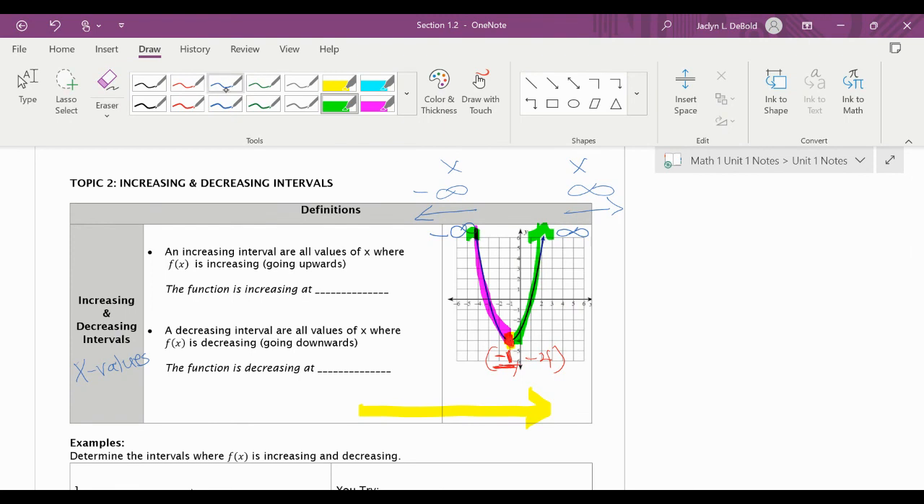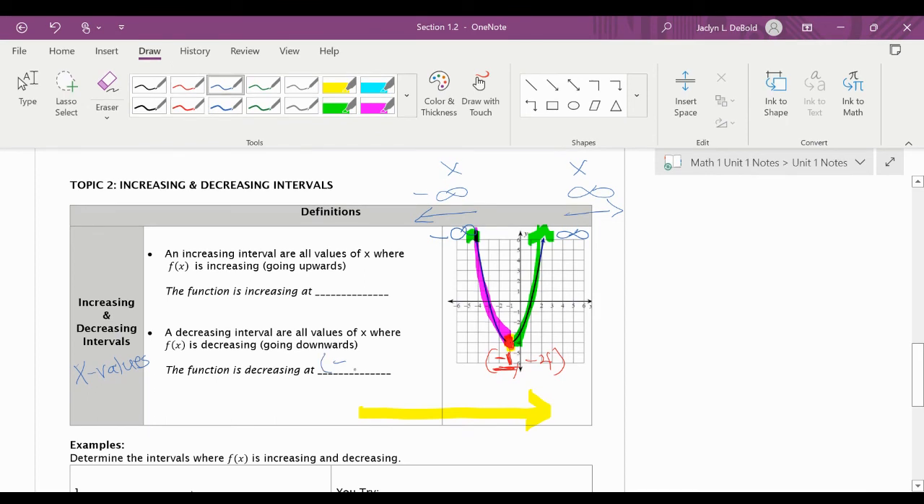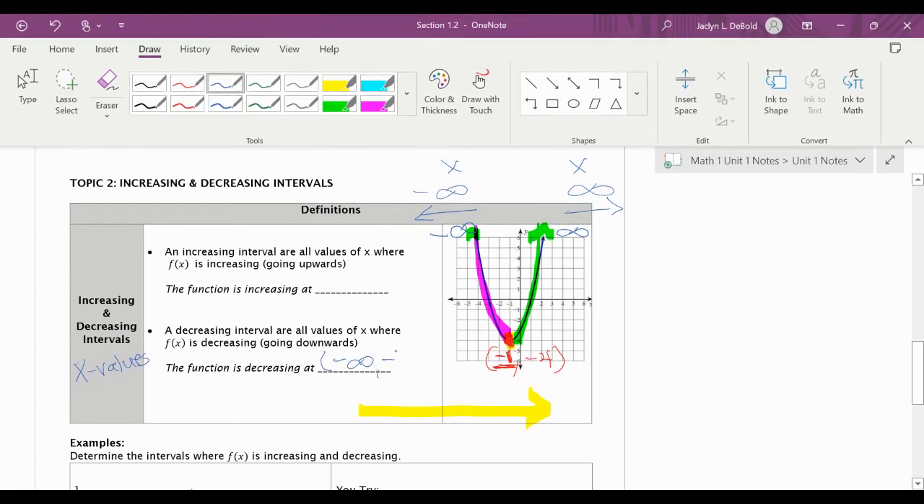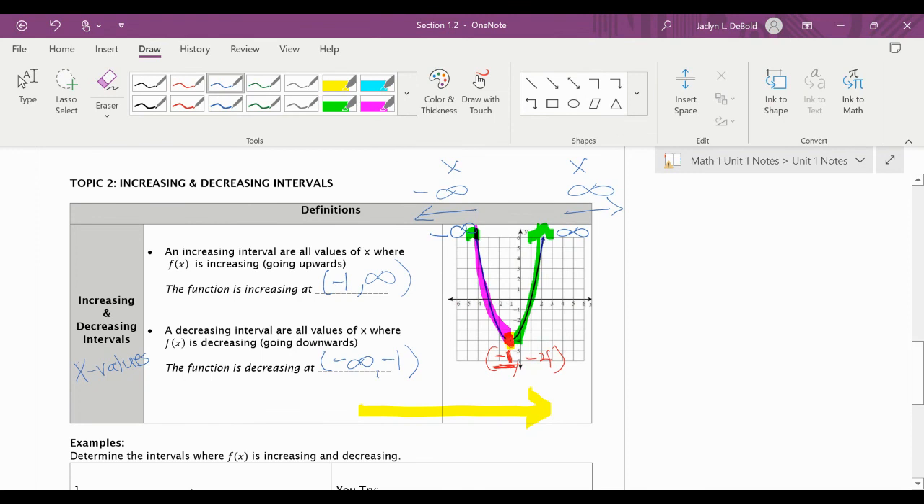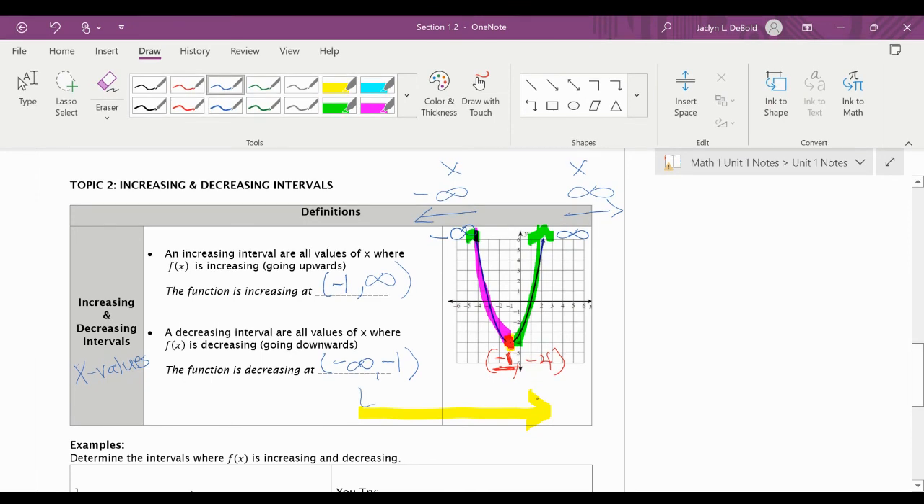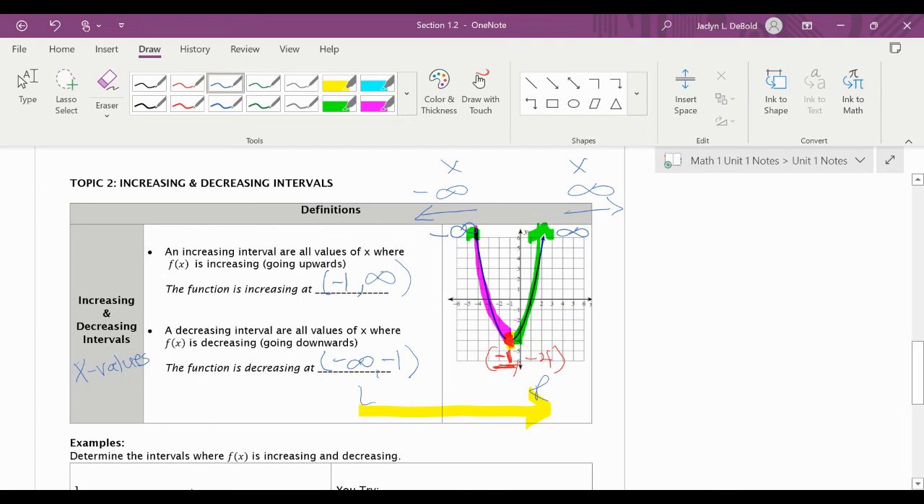So if I want to write my increasing, actually I'll start with decreasing, because if we go from left to right, it goes from negative infinity to negative 1. And then my increasing goes from negative 1 to infinity. So I'm just going from left to right, like how we read a book. And then when does it go down? When does it go up?